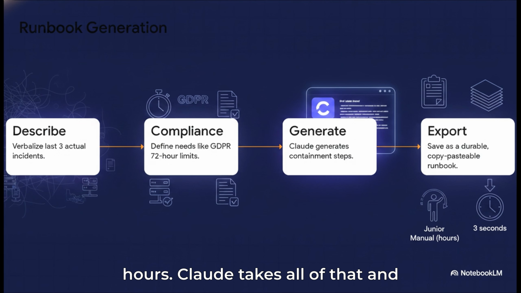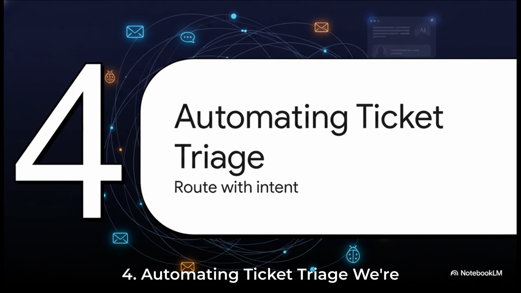Claude takes all of that and generates actionable, copy-pastable containment steps tailored to your actual failure modes, not just hypothetical ones. Boom! You instantly have a durable production runbook ready for the next time things go sideways. Okay, number 4, automating ticket triage.